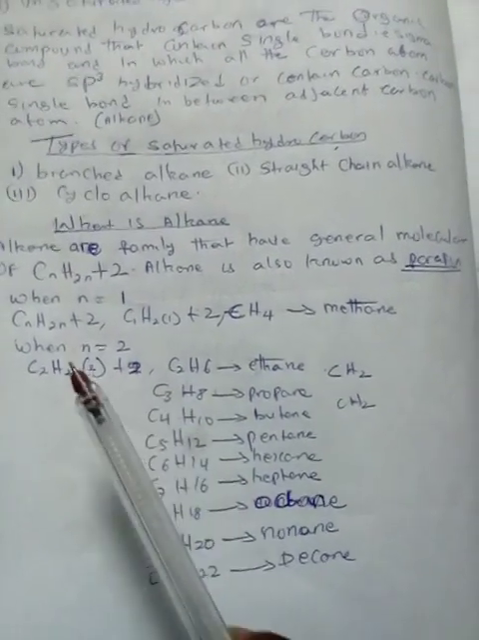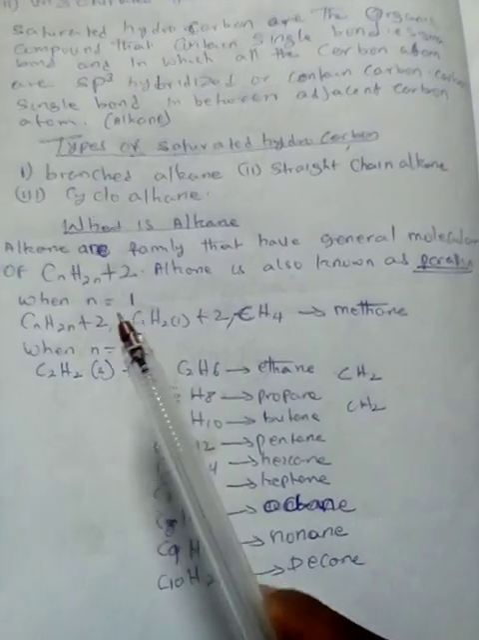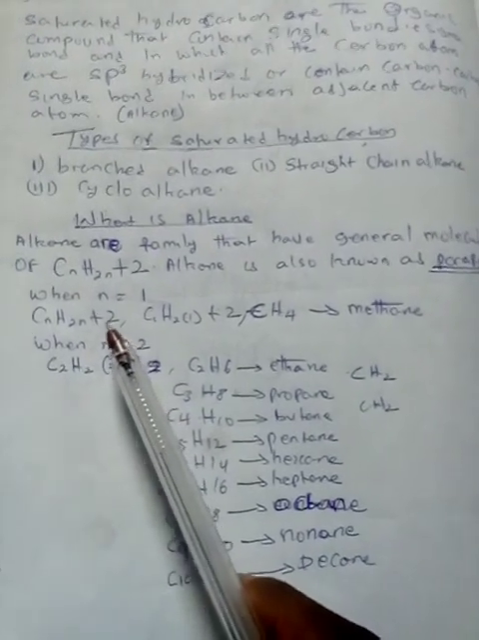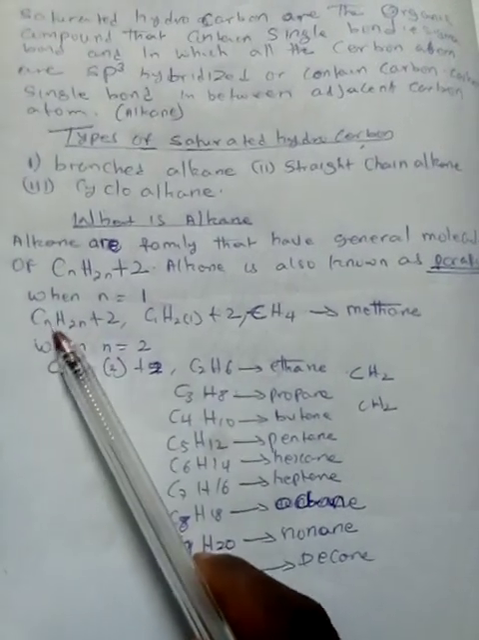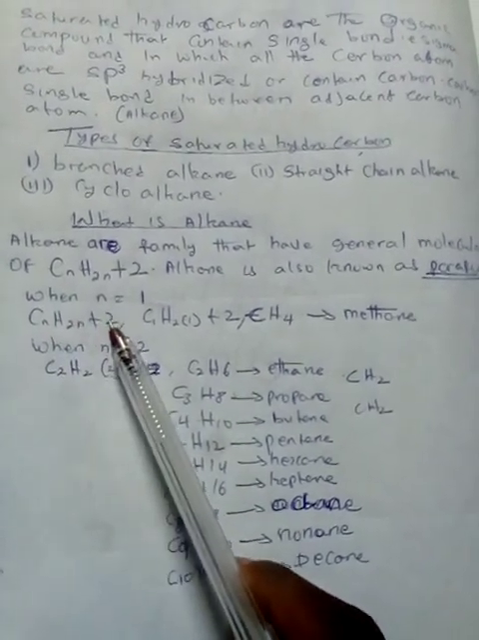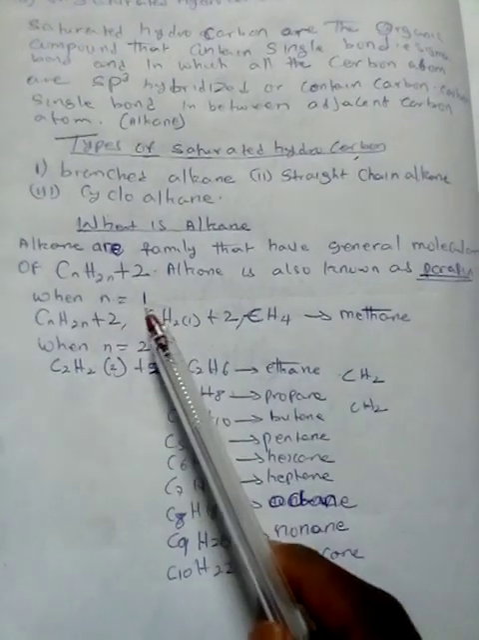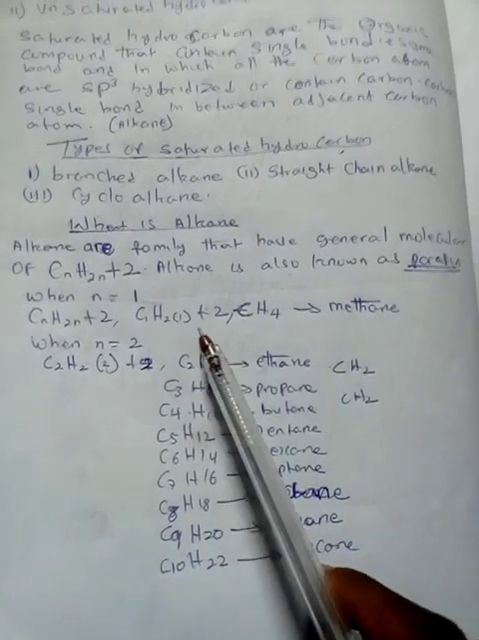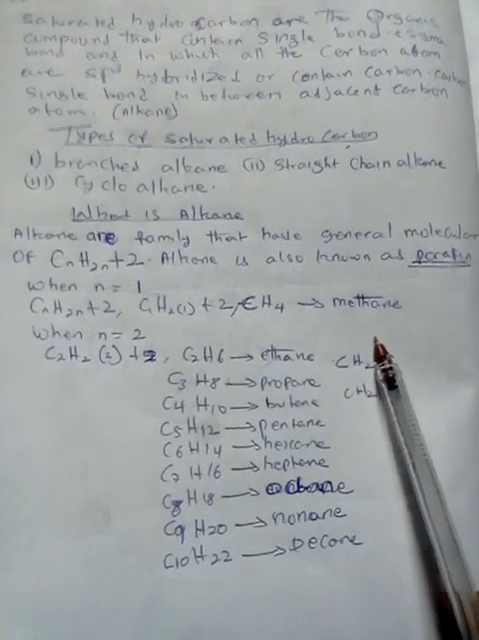You will start by saying that when n is equal to 1, is that taken? Substitute that n into this formula. So wherever you see this particular n, you put 1. That is the reason why we have CnH2n plus 2 as the formula. Then when you substitute the 1, it will be C1H2 into 1 plus 2. So it will give you CH4, which is methane.